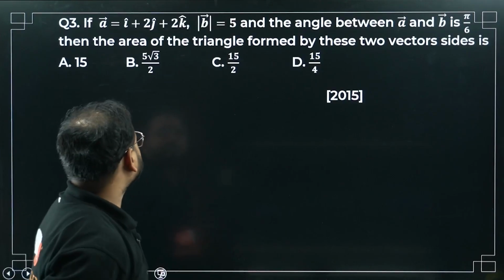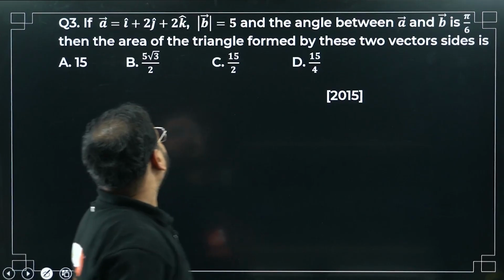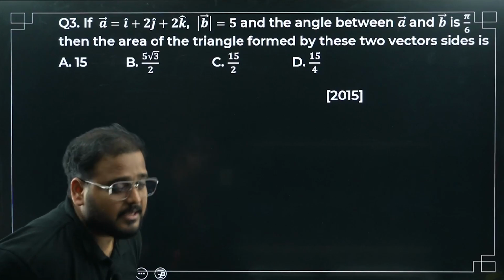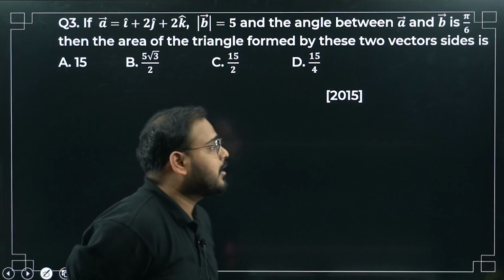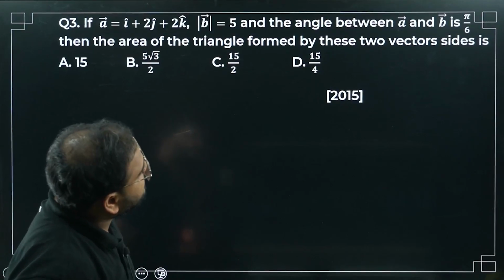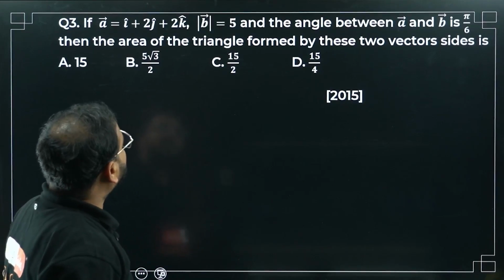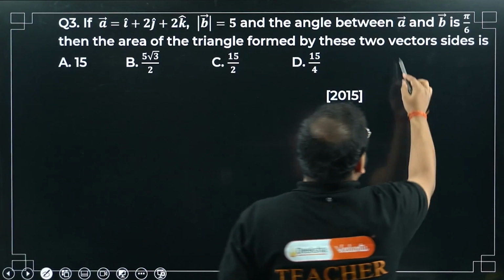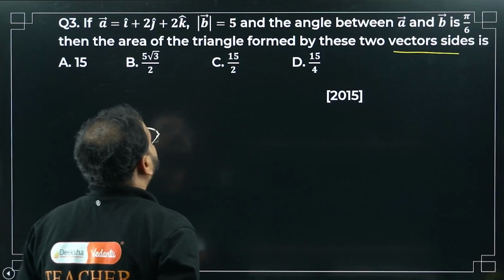Question number 3. If A equals i cap plus 2j cap plus 2k cap, and B is given with the magnitude 5, and the angle between A and B is 5 by 6, then the area of the triangle formed by these two vectors as sides is what?